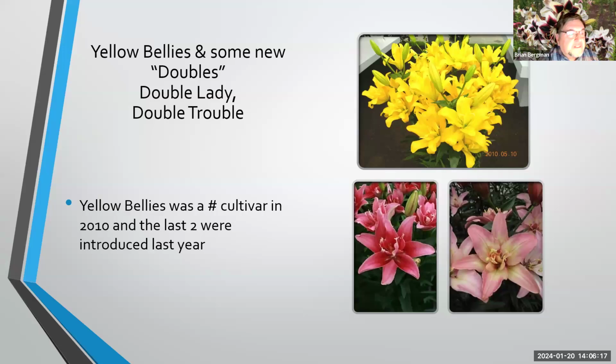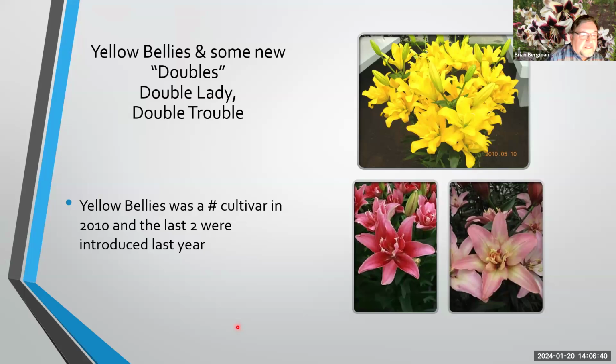Yellow belly, top one. We have the two bottom ones introduced this year by the Lily Nook. One is Double Lady and Double Trouble. I will make a comment that beware if you're going to plant them out in a garden and you have warm weather, you may not see much of a doubleness.